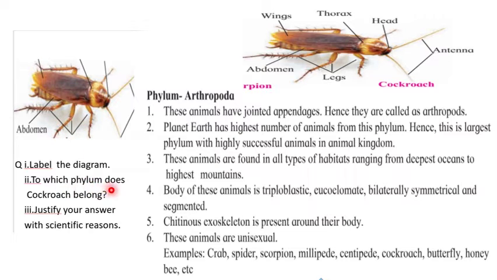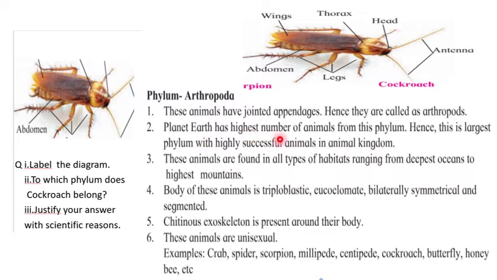Friends, to which phylum do cockroaches belong? As we know, cockroaches belong to Arthropoda. Now, justify your answer with a scientific reason. That means you have to write down the characteristics of Arthropoda. This animal has jointed appendages. This is the most important characteristic. Hence, they are called Arthropoda.